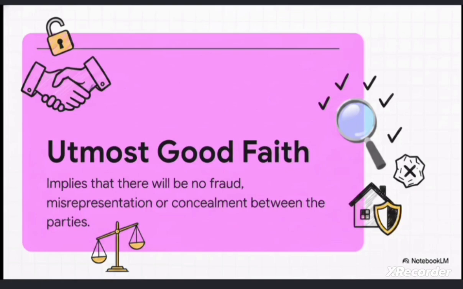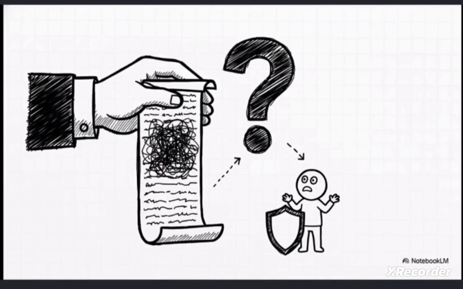It means you have to be totally honest on your application, and the insurer has to be totally clear and honest about what the policy covers. If either side hides something or lies, it can make the whole contract invalid. And here's a really important piece of info that protects you.